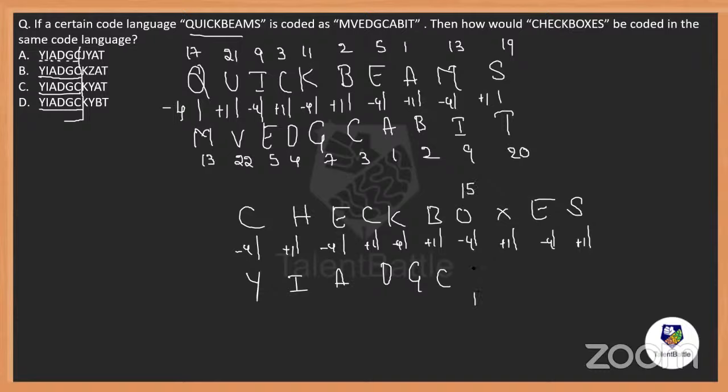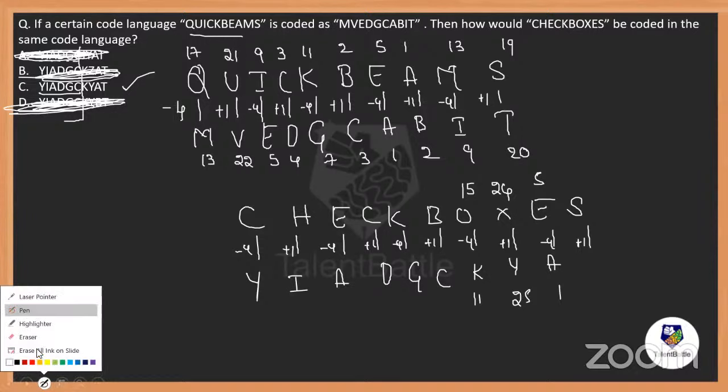15 minus 4 is 11. That means it is supposed to be K. Means option A is wrong. Okay, and next, 24 plus 1, 25, which is Y. Y means option B is also wrong. So E is 5. 5 minus 4, 1, which is A. So what is the answer? Option C. Do not waste your time in identifying the first 6.